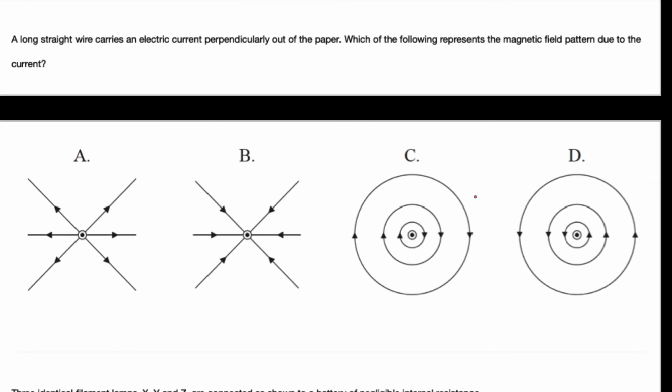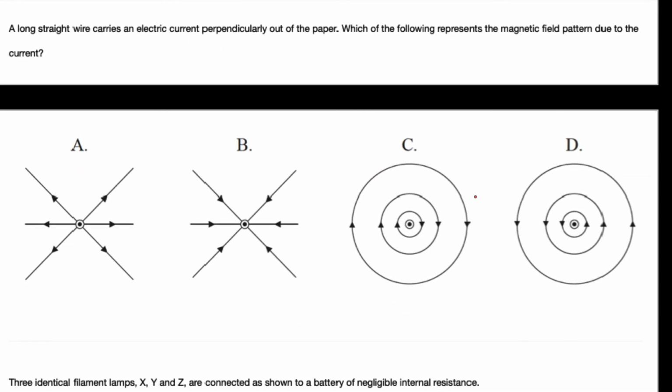A long straight wire carries an electric current perpendicular out of the paper. Which of the following represents the magnetic field pattern due to the current? So it's upward, so point your thumb in the upward direction, and your forefinger is going to be in the counterclockwise direction. So D is the answer.